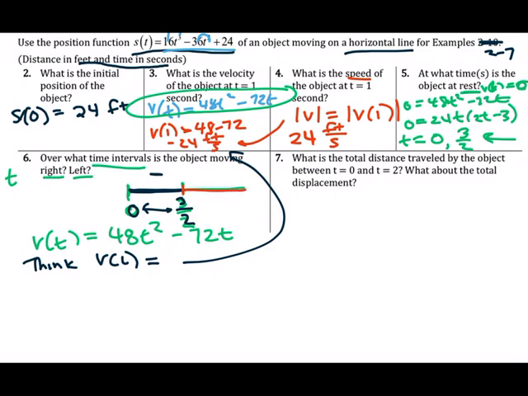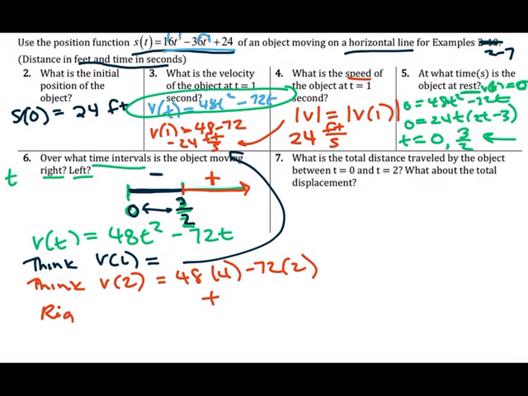So now we want to know, okay, what's happening from 3 over 2 on? So we're going to think about what happens if I plug in something bigger than 3 over 2, like 2. Well, if I plug 2 in here, I would get 48 times 2 squared, or 48 times 4, minus 72 times 2. And I don't care what this number is. I just care if this number is positive or negative. And this is going to give me a positive number, so I'm going to put a positive here. Now, anywhere in this little sign chart that there is a positive value, that means that the object is moving to the right. So we can say it's moving right on the interval from 3 over 2 to infinity.